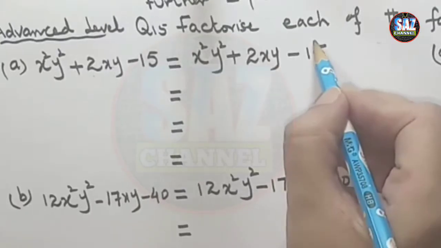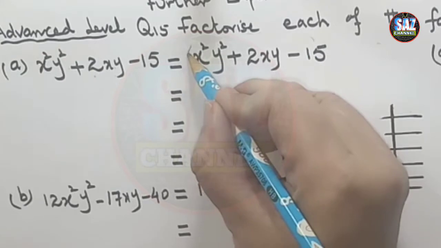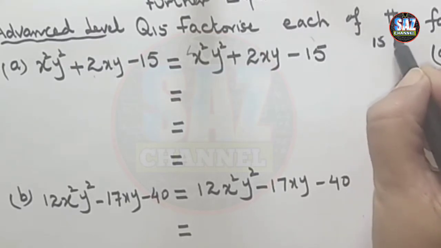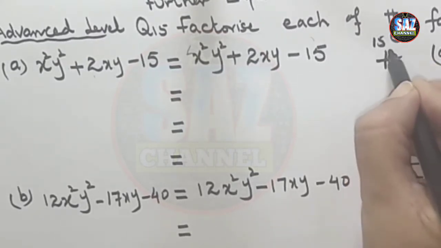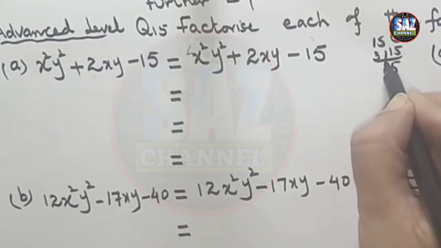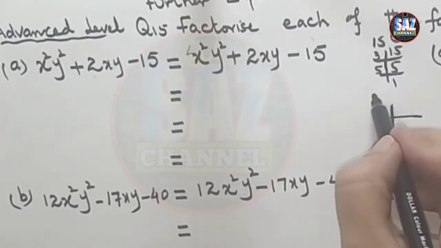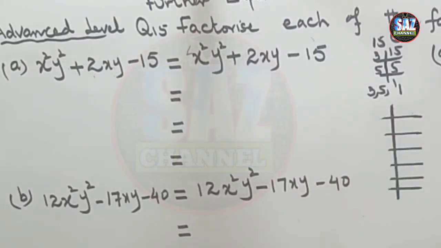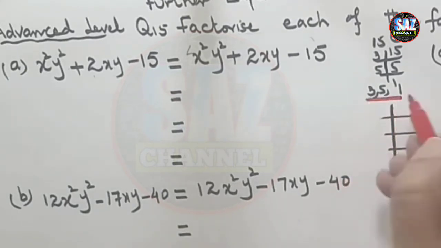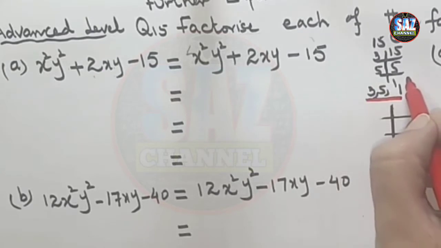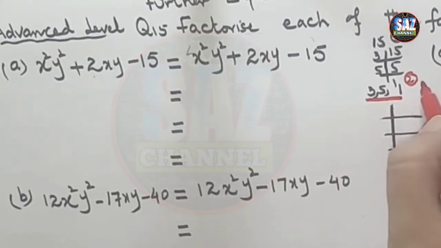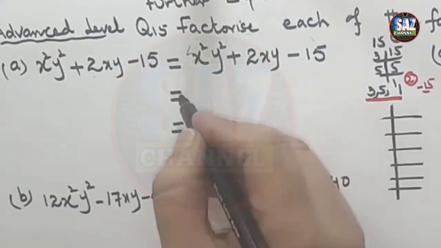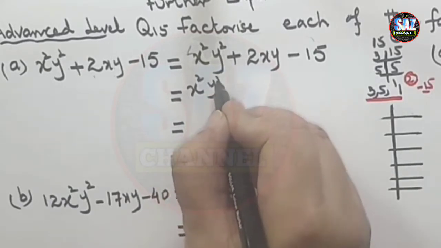First step is that we have to multiply 15 with the coefficient of the square term, which is 1, and the product comes to 15 with a negative sign. Make prime factors of 15, that is 3 5s and 5 1s. My factors are 3, 5 and 1. Set the factors in such a way that when you add or subtract, you get 2 at the middle place, and when you multiply, you get minus 15.